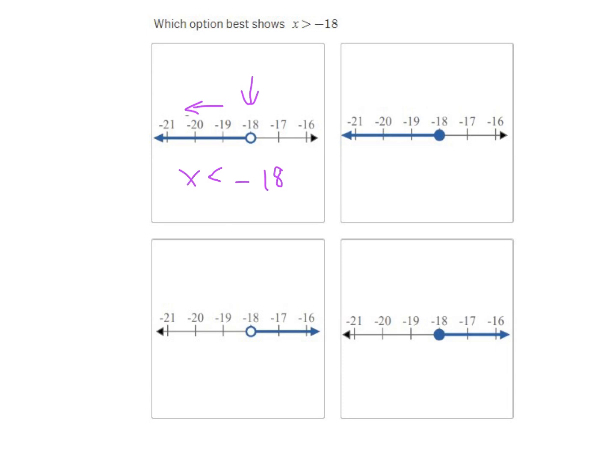And the reason that we don't have x less than or equal to -18 is that that circle at -18 is empty. If it's colored in, it means equals and less than. If it's open like that, it means just less than.